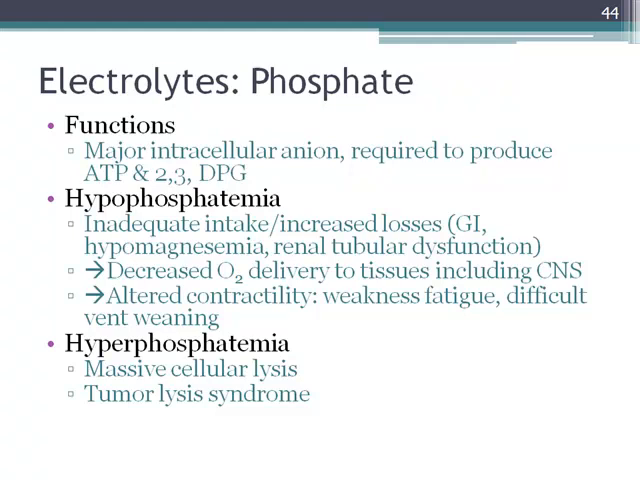Okay, phosphate works in our intracellular space and produces ATP and 2,3-DPG. If it's low, we have various signs and symptoms. If it's high, these are actually some causes of hyperphosphatemia. And again, tumor lysis syndrome is another malignancy-related syndrome that happens that can result in a high phosphate level.